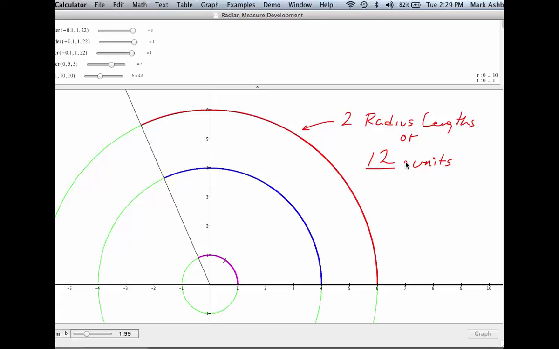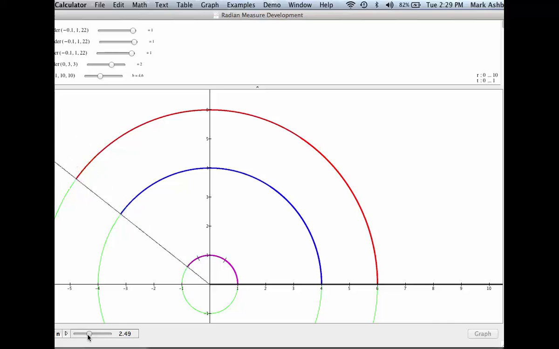Okay, so if each radius is 6, then we're going to go 6. There's 1 radius length, and we're going to do another. So we get 12 total units. But both are valid ways to measure the length of that arc: 2 radius lengths or 12 units. Okay, so now I'm going to measure off 3 radius lengths. There's 3 radius lengths swept counterclockwise from the 3 o'clock position.